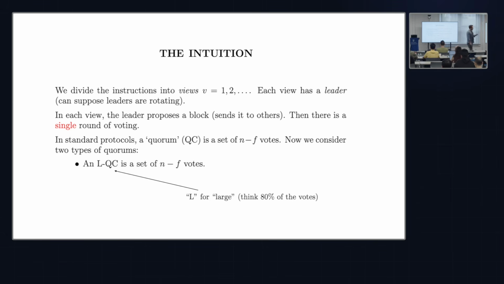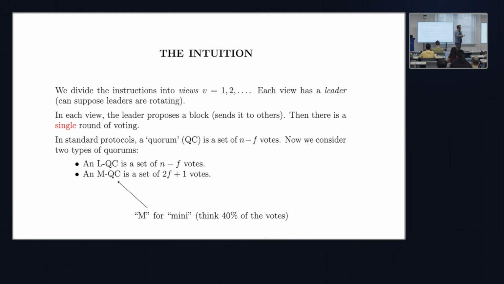So an LQC, where L stands for large, is still a set of n minus f votes. But now we're working with the assumption that n is equal to 5f plus 1. So rather than being about 2/3 of the votes, you can think of this as being about 80% of the votes. Okay, so that's an LQC. And then an MQC is a smaller set of votes. Here you can think of the M as standing for mini. An MQC is a set of 2f plus 1 votes. You might immediately wonder why you're considering these different sizes, but we'll come to that in a little bit.